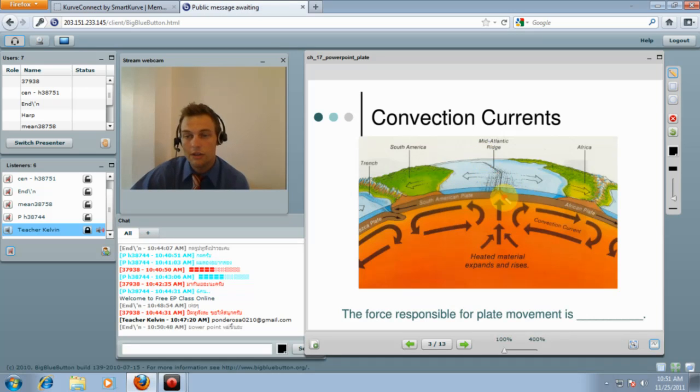So this is a divergent plate, and divergent just means they're moving apart, and as the molten material comes up and goes through this plate, as these move apart, it starts to make more crust.